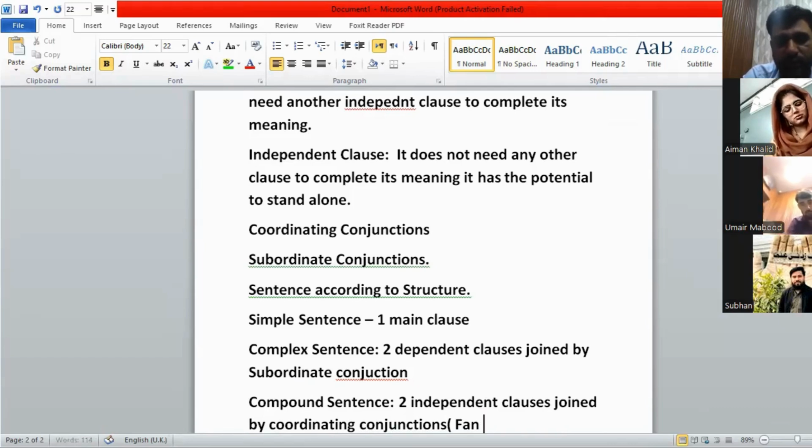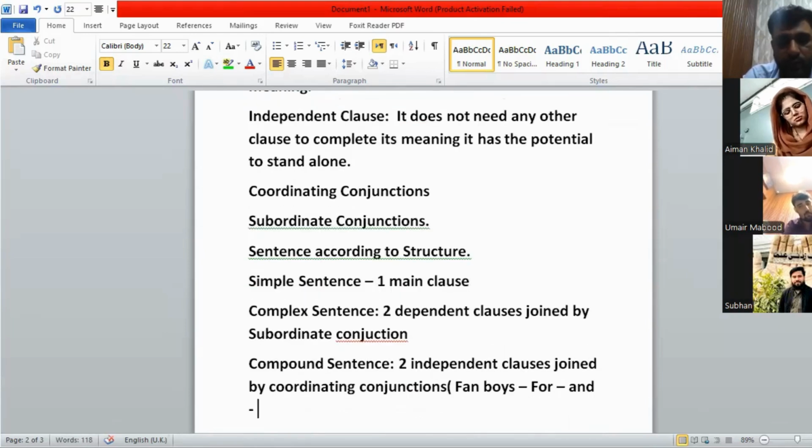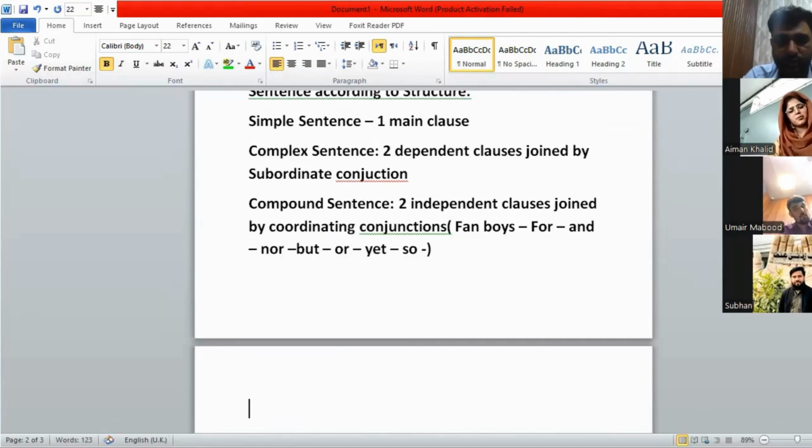Like FANBOYS: for, and, nor, but, or, yet, so. These are what? These are coordinating conjunctions.